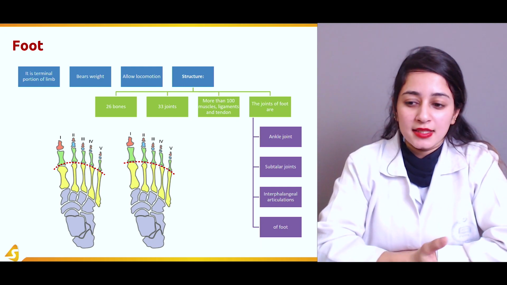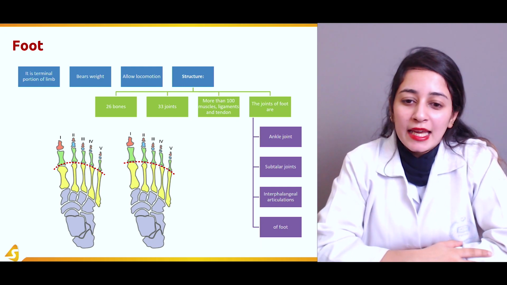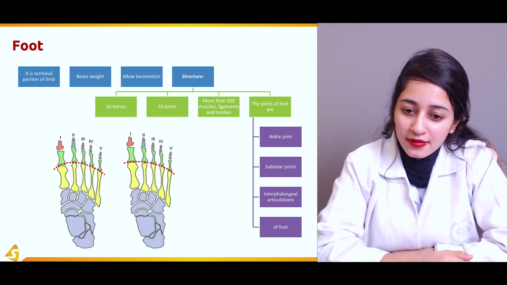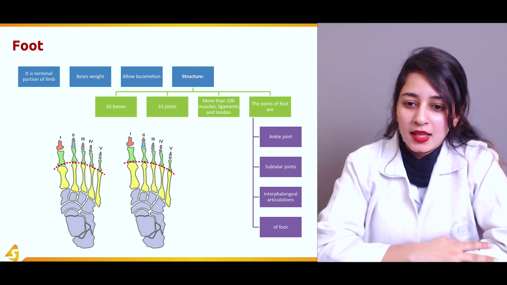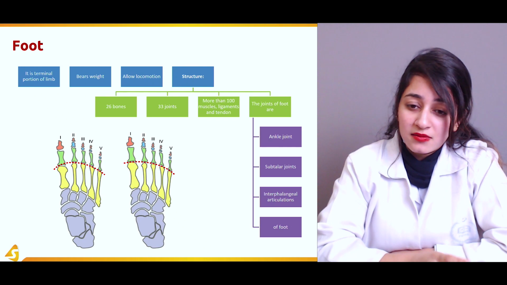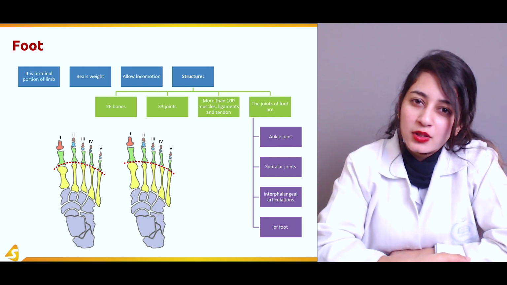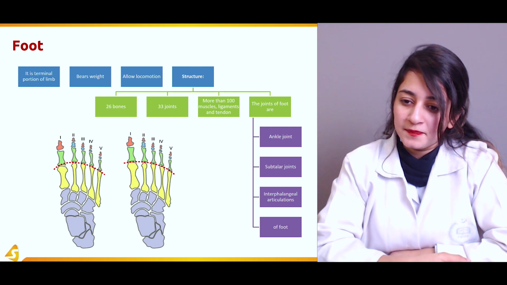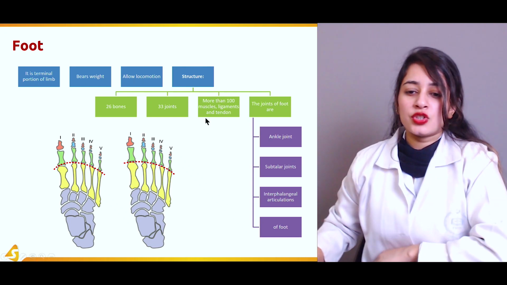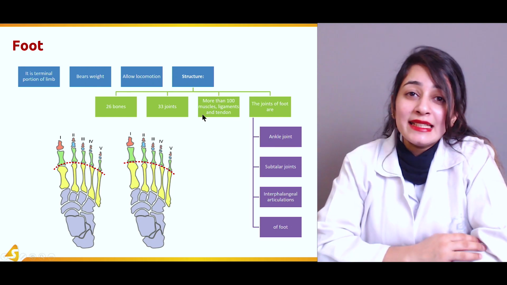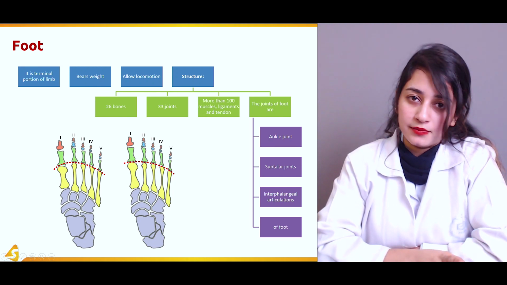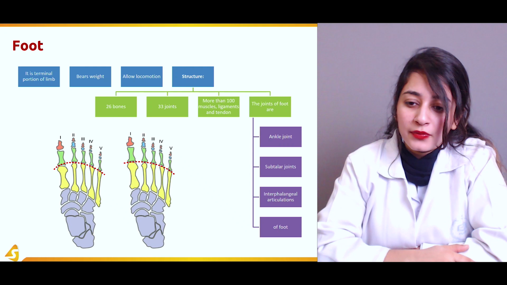So we're going to discuss foot now. It is the terminal portion of the limb. It can bear weight. It allows locomotion. Without foot, it's really difficult to walk. Then what's its structure? We are having 26 bones in our foot. 26 bones are present in our foot.